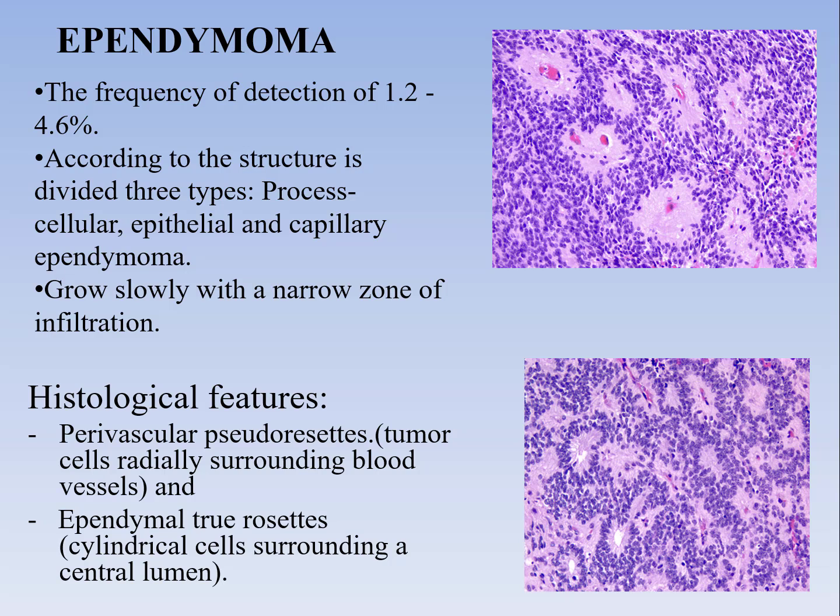Ependymoma. According to the structure, ependymoma is divided into three types: cellular, epithelial, and capillary ependymoma. This tumor grows slowly with a narrow zone of infiltration. The main histological feature of ependymoma is the presence of true and false rosettes. Perivascular false rosettes, or pseudorosettes, are when the tumor cells are localized radially surrounding the blood vessels. Ependymal true rosettes are when the cells are localized around a central lumen with cerebrospinal fluid, with no blood vessels inside.